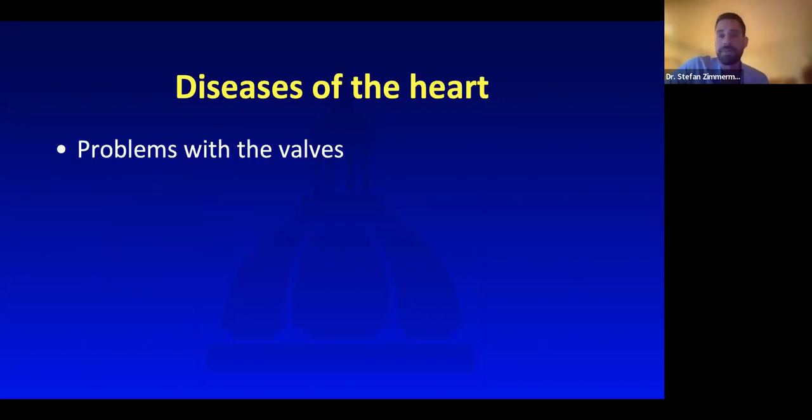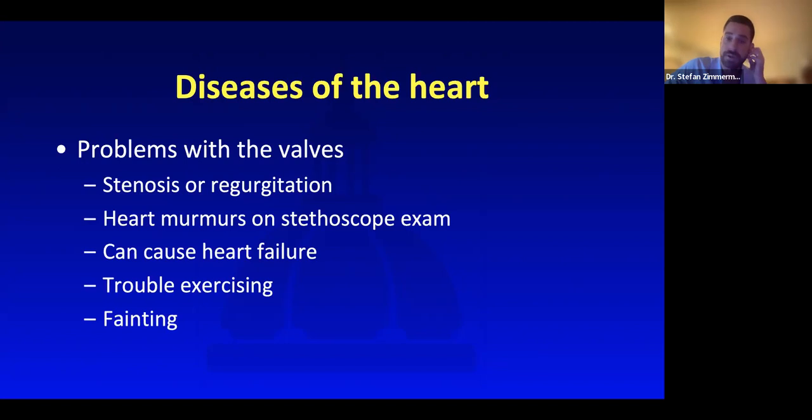There are problems with the valves that can happen, and the valves are the things that separate the different chambers of the heart and make sure the blood stays where it needs to be. So you can have valve stenosis, which means narrowing of the valve, or regurgitation, which means a leaky valve. Your doctor can hear the changes by detecting a murmur on the stethoscope exam. If it's bad enough, it can cause heart failure, because all that extra abnormal blood flow moving around can cause your heart to have difficulty moving the blood around and eventually lead to failure.